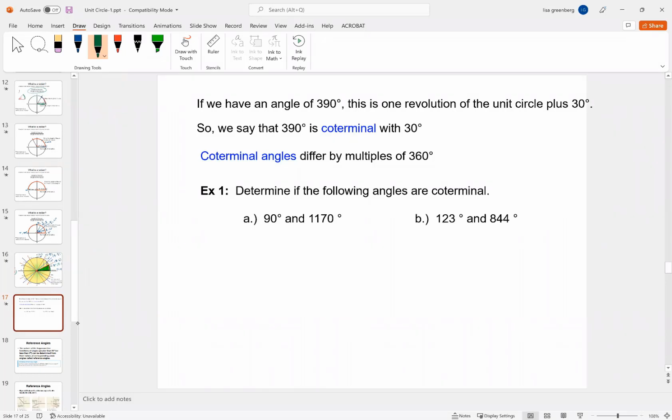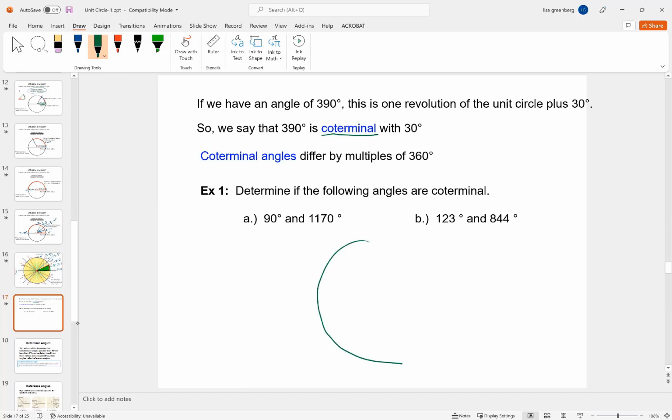All right, so now we have another term we're going to call coterminal. And this again is important. A lot of people get this mixed up with reference angles, so they're not the same. But let's talk about what a coterminal angle is.